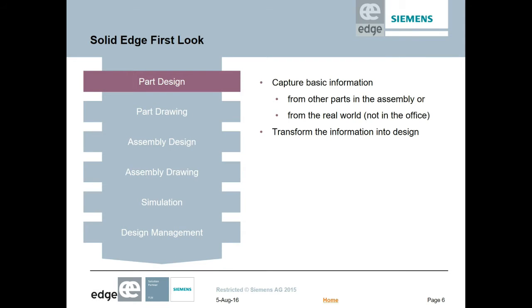Now, we'll start off with part design. Obviously, you need to capture some basic information. Traditionally, this can be from other parts in an assembly or from the real world, i.e. not in the office. And then you need to transform that information into an actual design. Solid Edge provides you with a number of tools to do this.